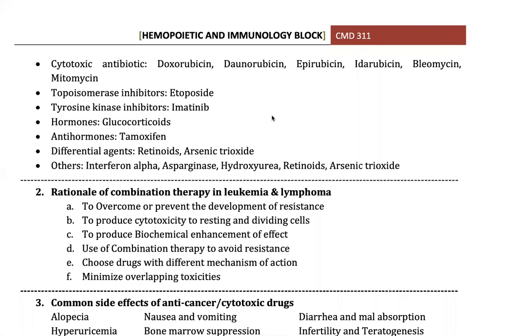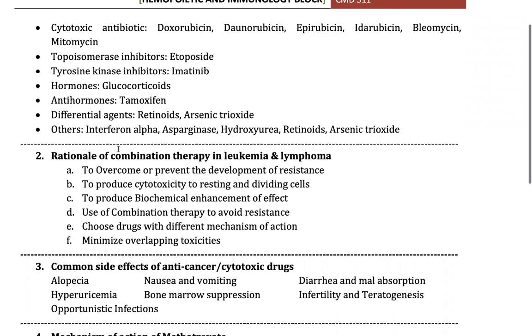The examples are doxorubicin, daunorubicin, epirubicin, idarubicin, bleomycin, mitomycin, topoisomerase inhibitors, etoposide, tyrosine kinase inhibitors, imatinib, hormones, glucocorticoids, generally prednisone, anti-hormones, tamoxifen, and differentiating agents. We have the differentiating agents: retinoids, arsenic trioxide, and in others, we have the interferons, asparaginase, hydroxyurea, and the same retinoids and arsenic trioxide in the class of the differentiating agents.